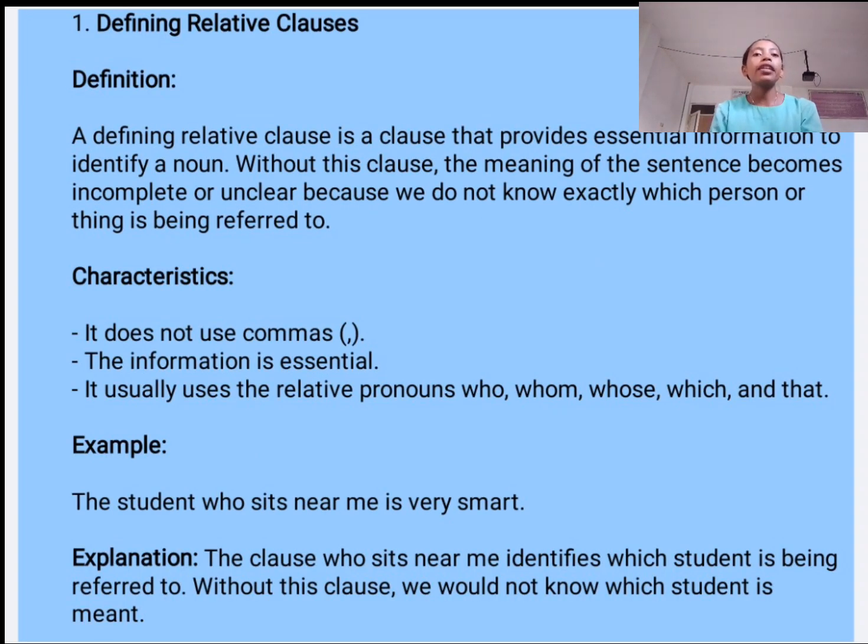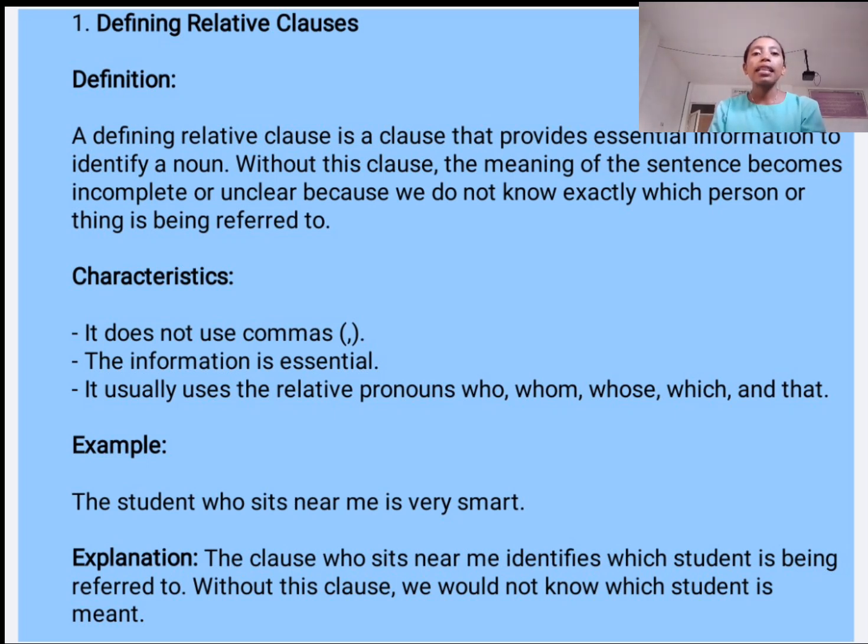Definition: a defining relative clause is a clause that provides essential information to identify a noun. Without the clause, the meaning of the sentence becomes incomplete or unclear because we don't actually know which person or thing is being referred to.